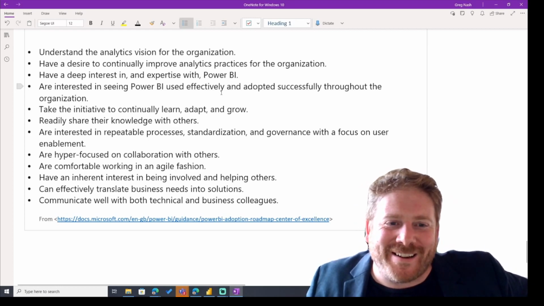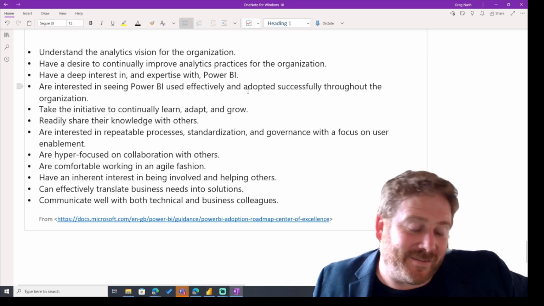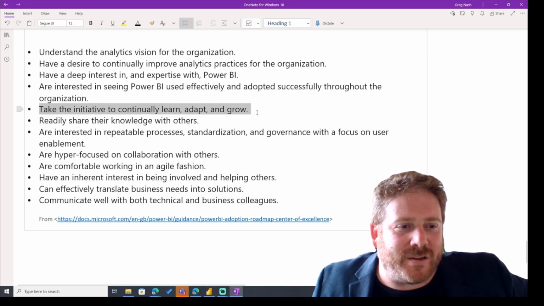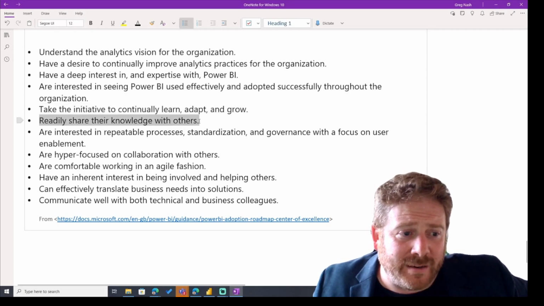Interested in seeing Power BI used effectively and adopted successfully throughout the organization. Makes sense. Someone who's willing to take the initiative to continually learn, adapt, and grow. I think we kind of covered that. Readily shares knowledge as well.